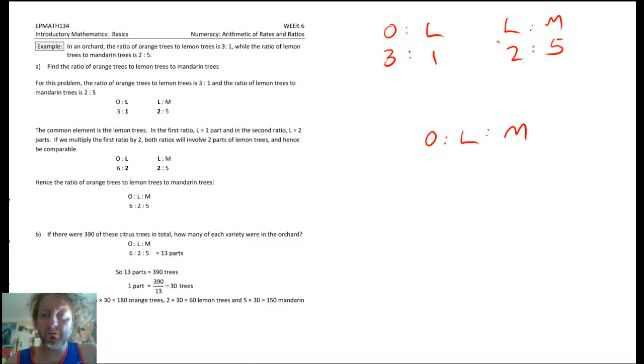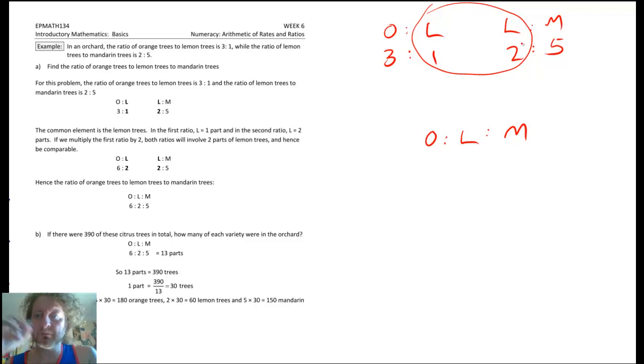Now the problem here is there's 3 orange trees for every 1 lemon tree. There's 5 mandarin trees for every 2 lemon trees. They're not the same thing. I'm not comparing lemons and lemons. But if I want to, like down here, I can say that a ratio of 3 to 1 is exactly the same thing as 6 to 2.